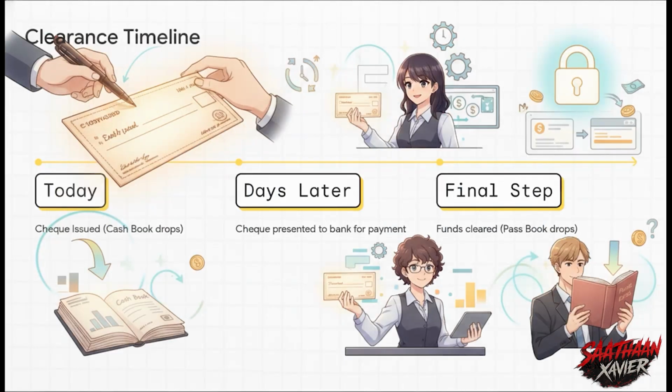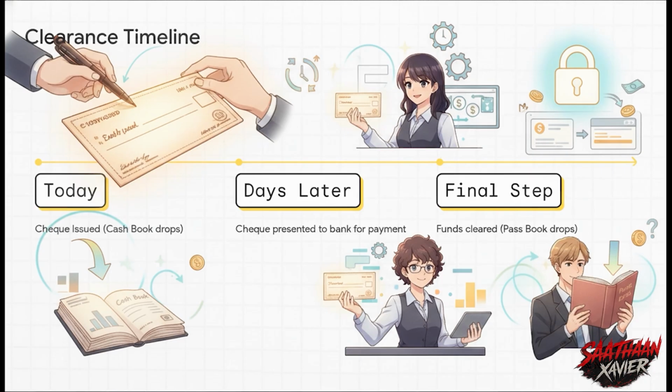Picture this timeline. You pay a supplier today by issuing a check. The very second you hand over that piece of paper, your accountant records the payment. Boom! Your cash book balance immediately drops. But wait, the bank has absolutely no idea this just happened. The supplier might sit on that check for a few days before presenting it to their bank, and then it takes even more time for the funds to actually clear the system. Your passbook balance won't drop until that final step happens. During those intervening days, if you compare your cash book to your passbook, they are going to violently disagree.